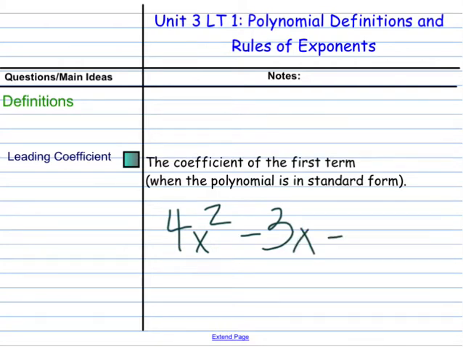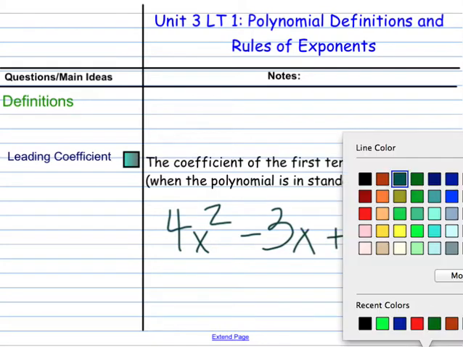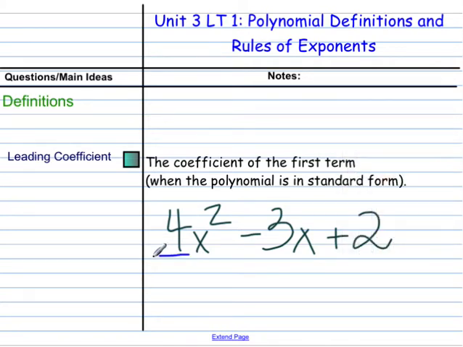If it's in standard form, which it is because all of our like terms are combined and it's going in descending order, then the leading coefficient is the coefficient of the first term, or the coefficient of the term with the highest degree. And remember, when you write out coefficients, you just write out the number. So the leading coefficient of this one would be 4. Okay? All right, moving forward.